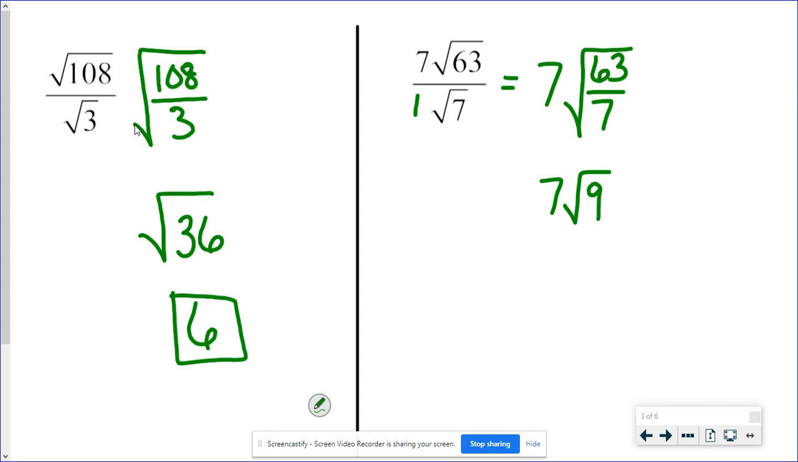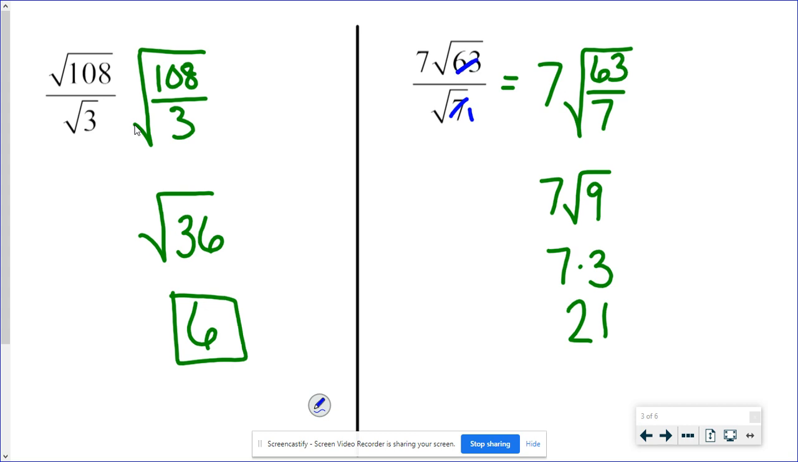So the square root of 9 is just 3. So my answer here is going to be 21. An option that you have in a problem like this, with both of those radicals, I could just simplify them, considering the one big fraction bar, or I could just say, well, what if I would divide both of these by 7?